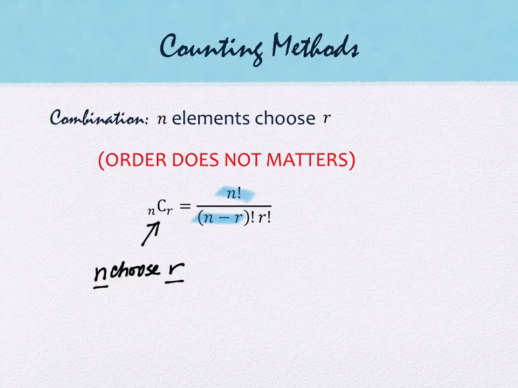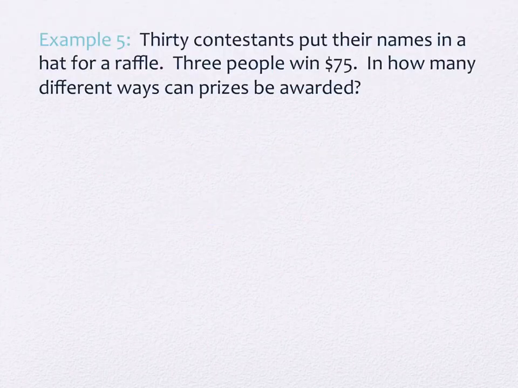Let me show you the difference in the problem setup with the example that follows. 30 contestants put their name in a hat for a raffle. That's the same. 3 people win $75. All the prizes are the same. They are not distinguishable, right? The prizes themselves are not distinguishable.